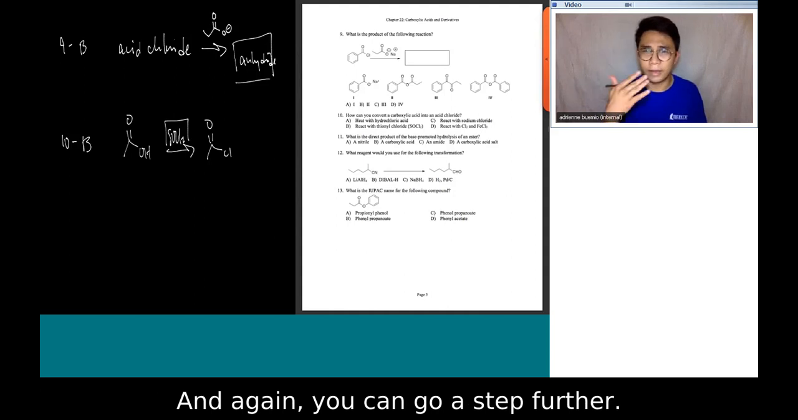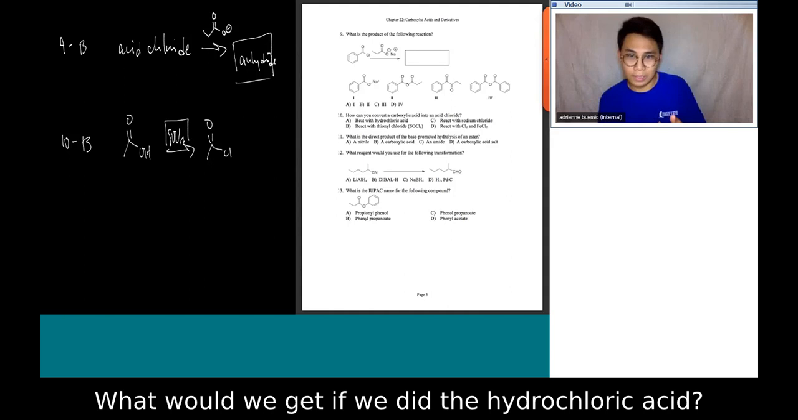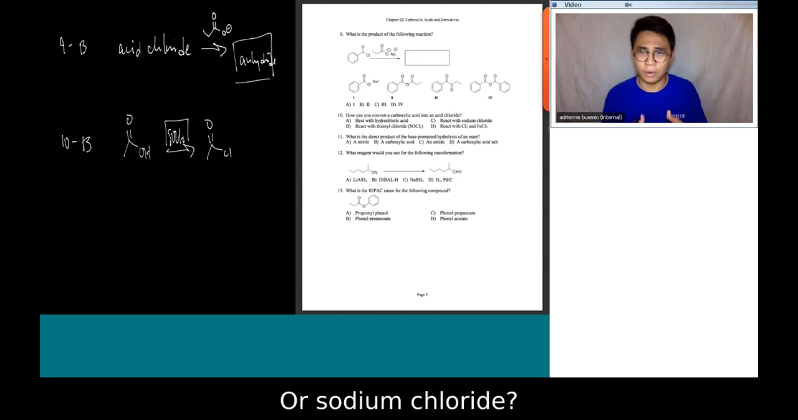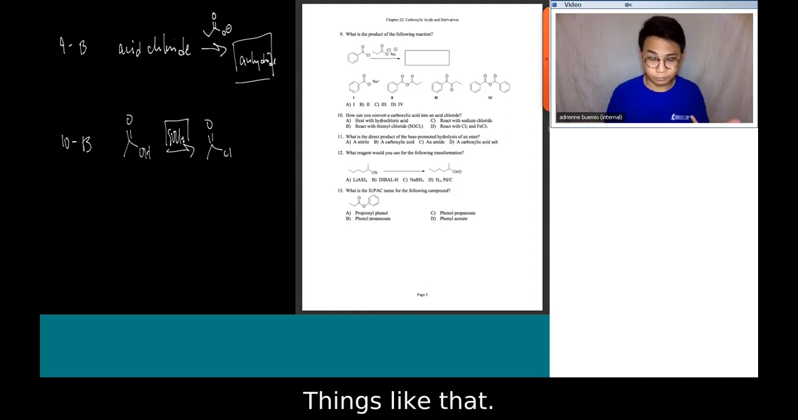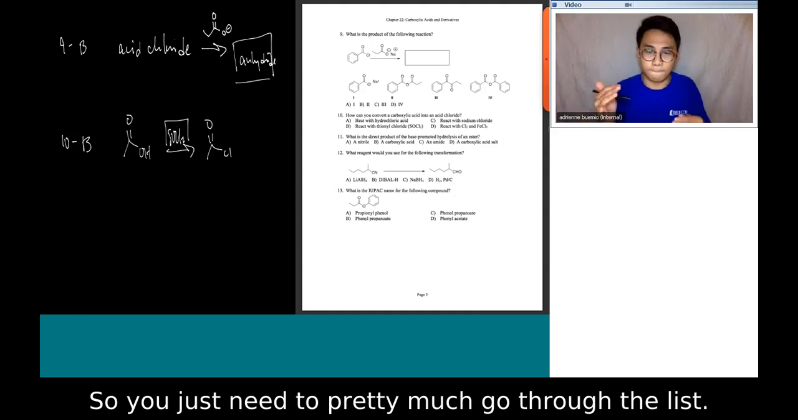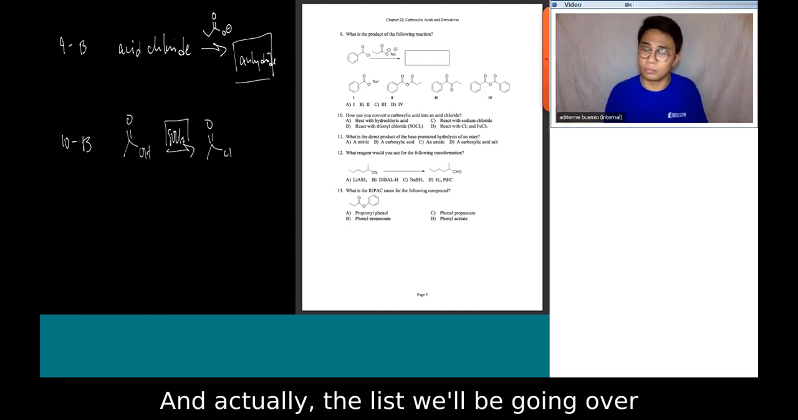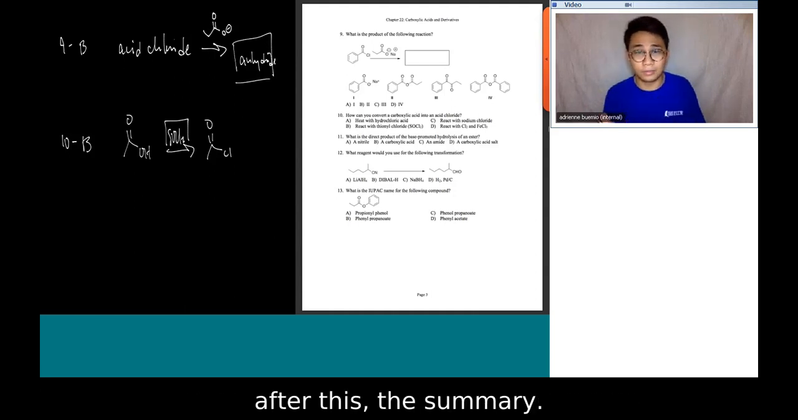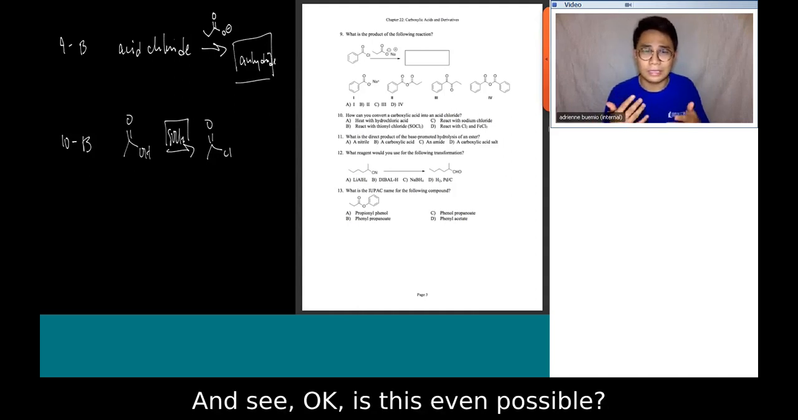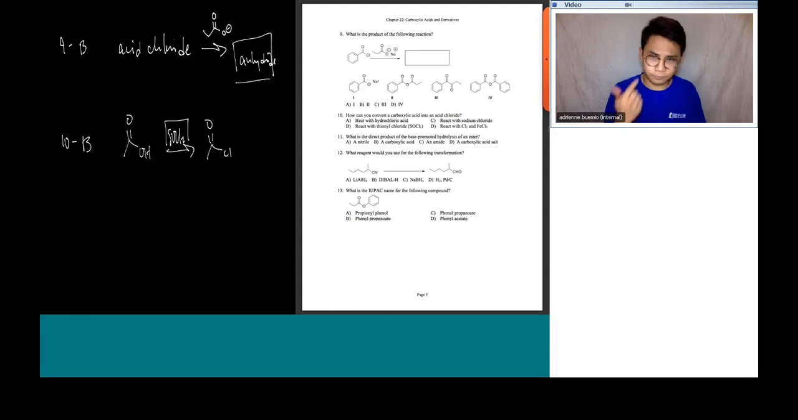And again, you can go a step further. So what would we get if we did hydrochloric acid? What would we get if we used halogenation, with the chlorine or sodium chloride, things like that? You may get a reaction, you may not. So you just need to go through the list, and the list we'll be going over after this, the summary. Look through that list and see, okay, is this even possible?